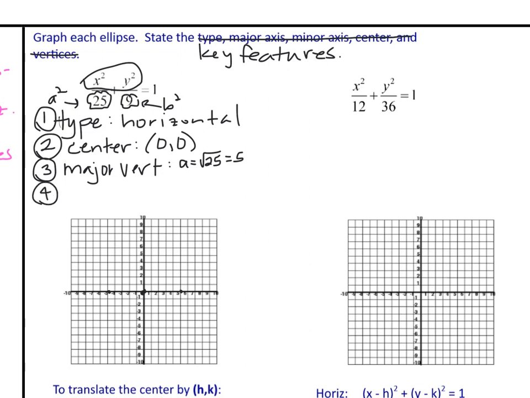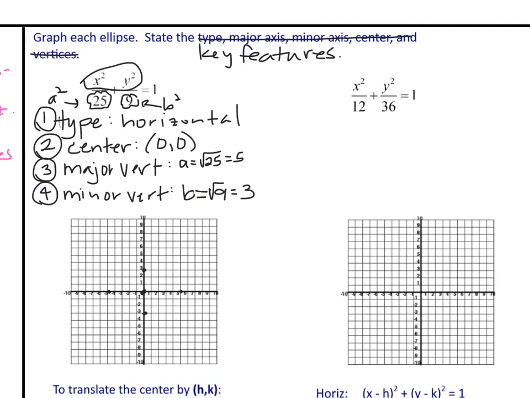For our minor vertices, we use the b squared term. The length for b is the square root of b squared. In this case, it's the square root of 9, which is 3. So again, from the center, we're just going to count up 3 and down 3.